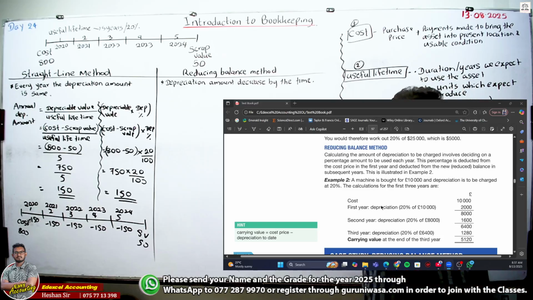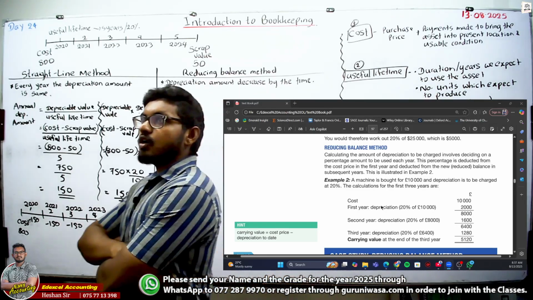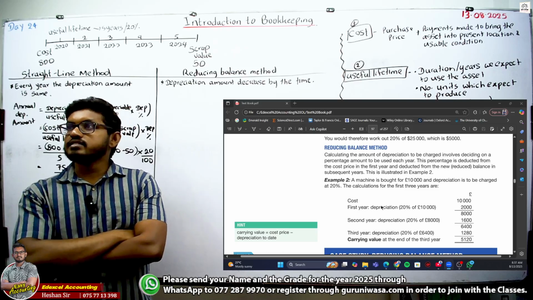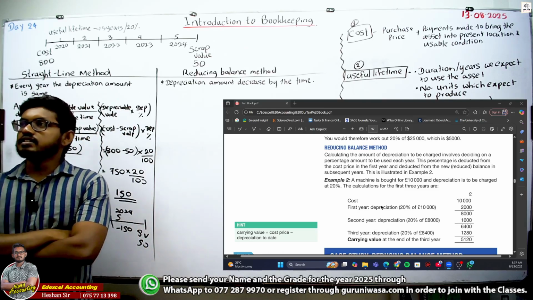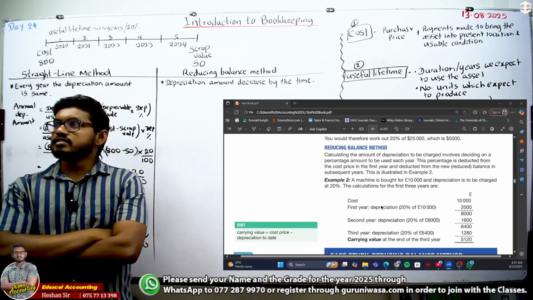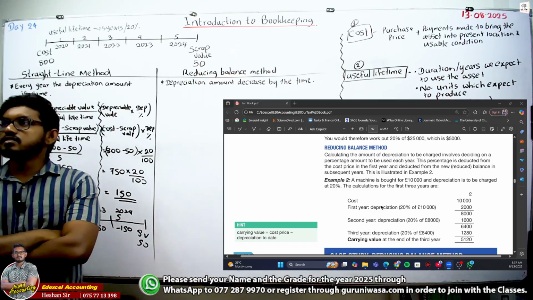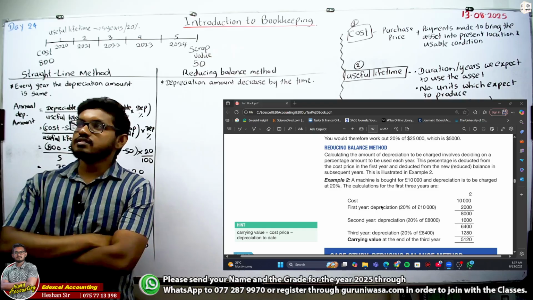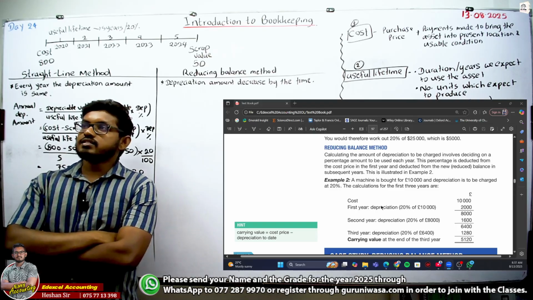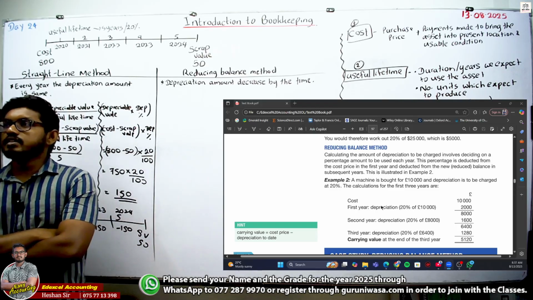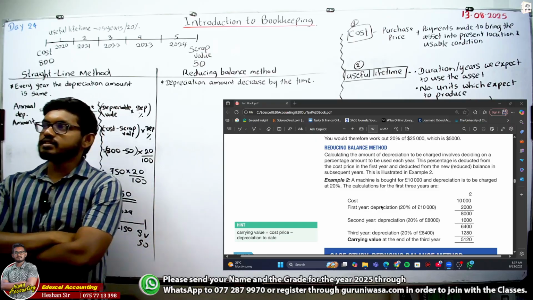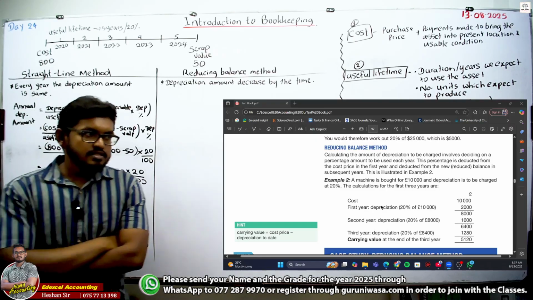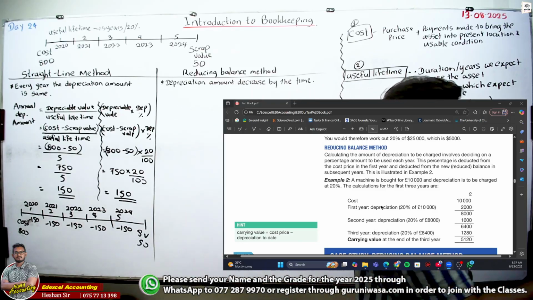Reducing balance. Calculating the amount of depreciation to be charged involves deciding on a percentage to be used each year. This percentage is deducted from the cost price in the first year, and from the new reduced balance in the subsequent years. The illustration is in example 2. You can see a machine is worth 1,000 and depreciation would be charged at 20%. It's like this. I'll explain it properly.